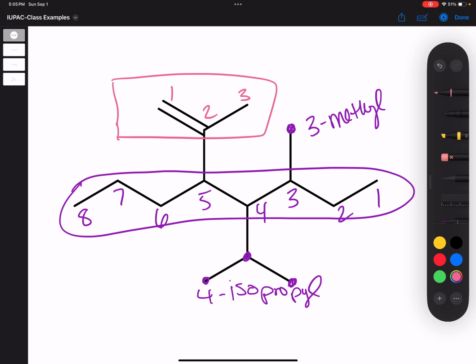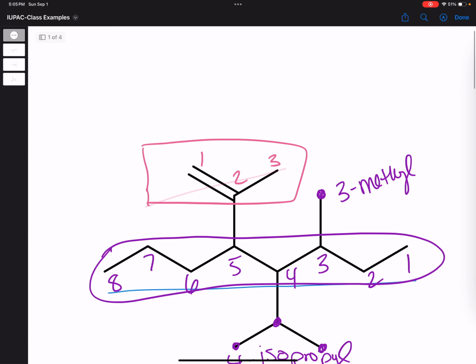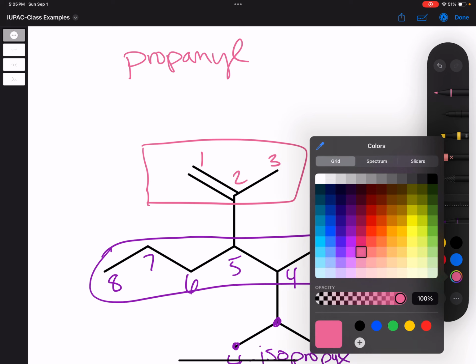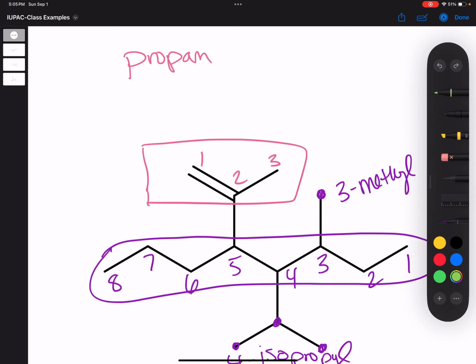So I know previously if this was just an alkane, I would name this substituent as propyl. But because of the fact I have a double bond, I'm going to change this name where I get rid of the AN and I replace it with EN. So I have propenyl.